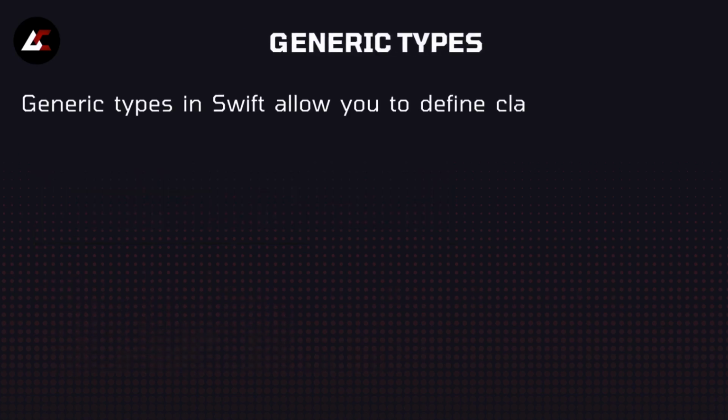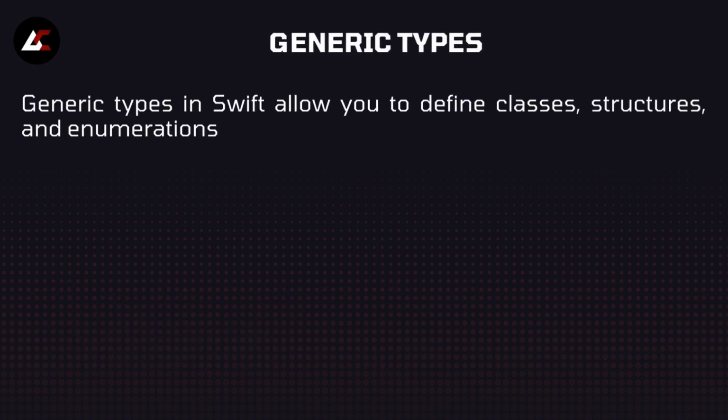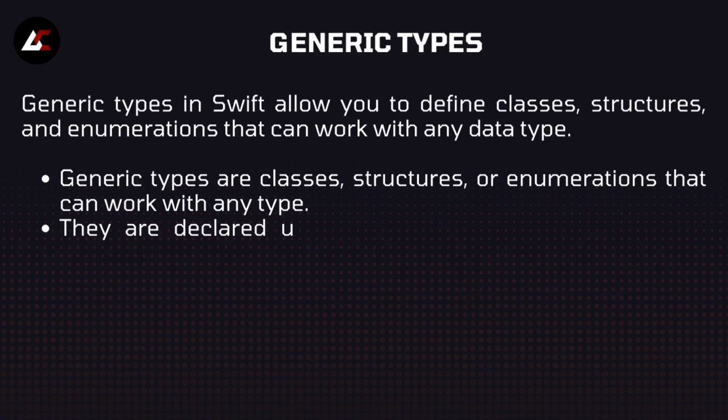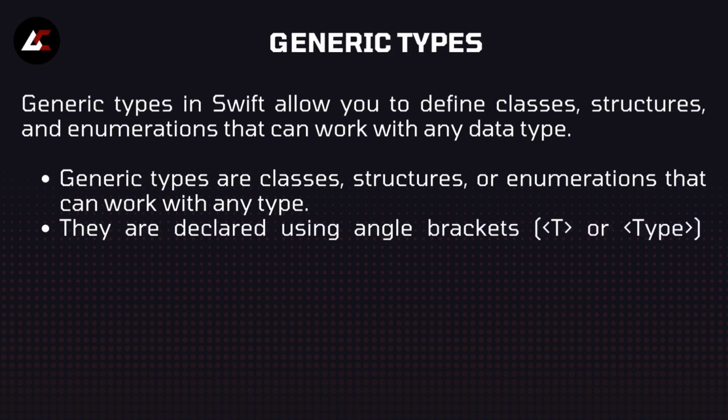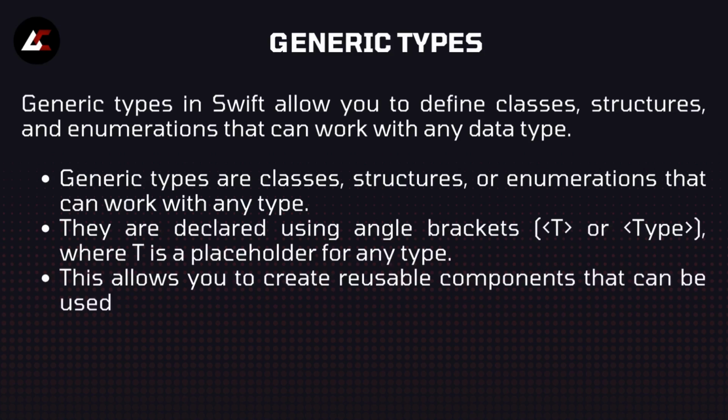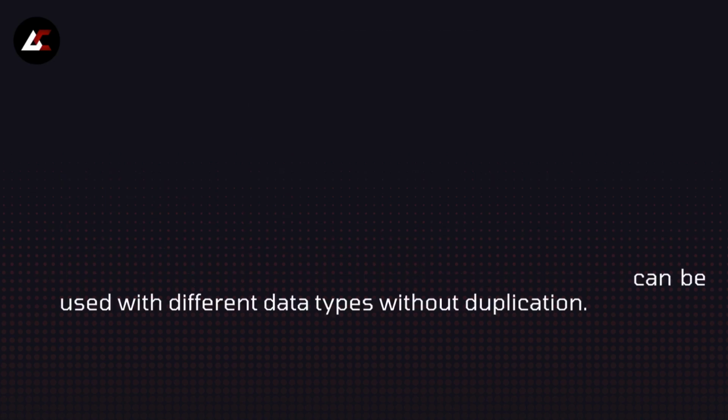Generic types in Swift allow you to define classes, structures and enums that can work with any data type. Generic types are classes, structures and enumerations that can work with any type. They are declared using angle brackets <T>, where T is a placeholder for any type. This allows you to create reusable components that can be used with different data types without duplication.